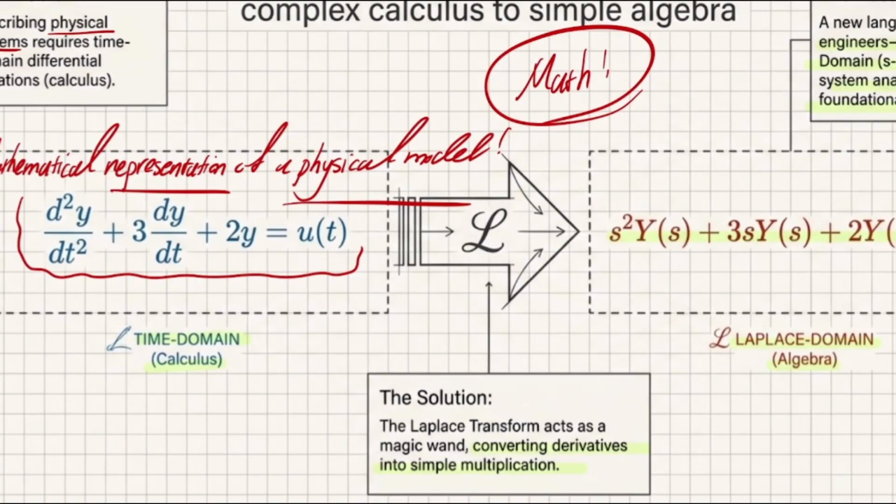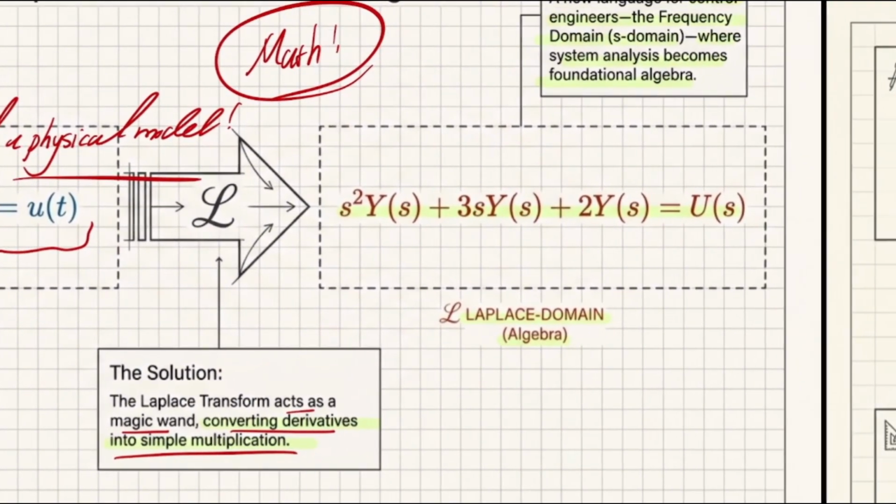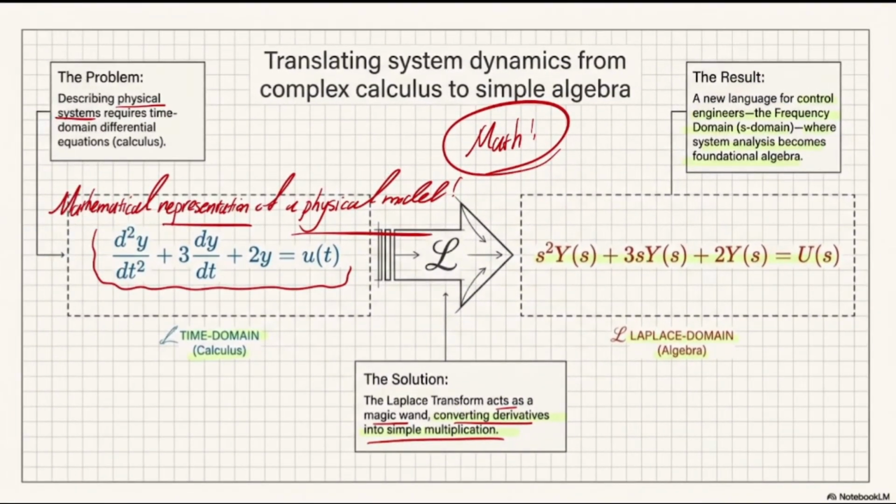Rather than talking about the time domain, we are going to talk about the frequency domain. In order to do that, we have a very famous transformation that we call the Laplace transformation, which is going to act as a magic wand. It is going to convert derivatives into simple multiplication. After using it, instead of the derivative to the power of 2, I have s to the power of 2. Instead of the derivative to the power of 1, I have just s. And instead of y, I have Y(s). As you can see over here, I'm not going to work in just the time domain. I'm going to work in the frequency domain.